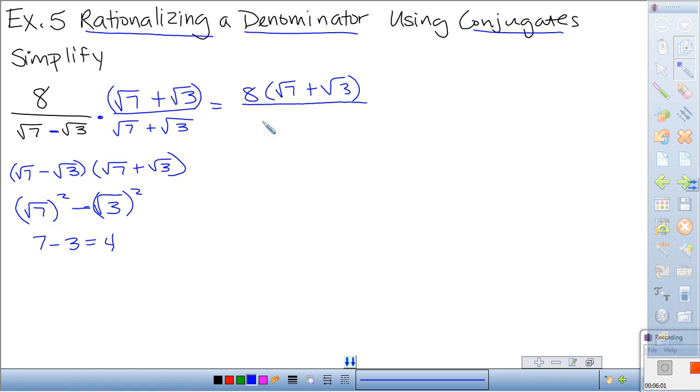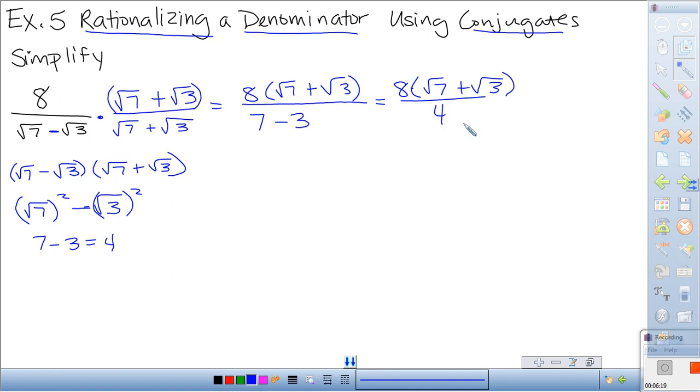So that's what we're going to do down here. I'm simply going to write the square root of 7 times the square root of 7. So I have 7 minus 3 on the bottom. And then we'll simplify. So I have 8 times the square root of 7 plus the square root of 3 divided by 7 minus 3, which is 4.